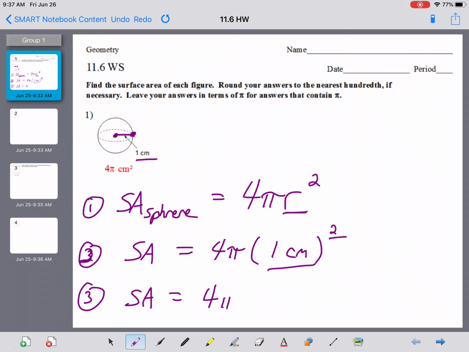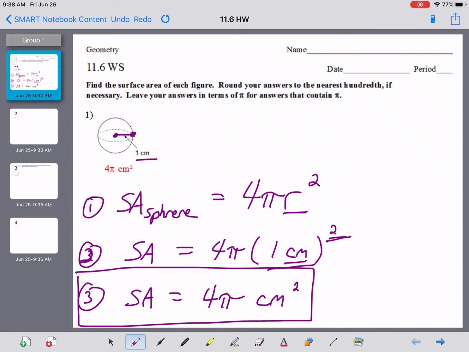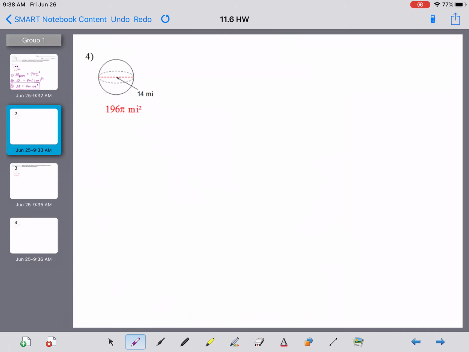We leave our answer in terms of pi, and then the units, centimeters for the radius, got squared to make square centimeters for the units here. So that's about as easy as they come, everybody. With a radius of 1, that surface area is going to be 4 pi square centimeters.